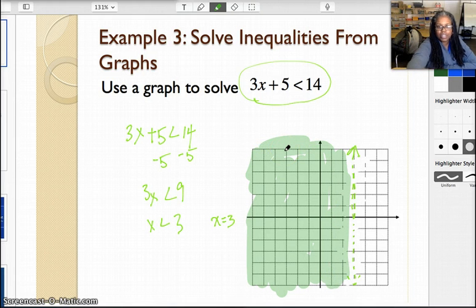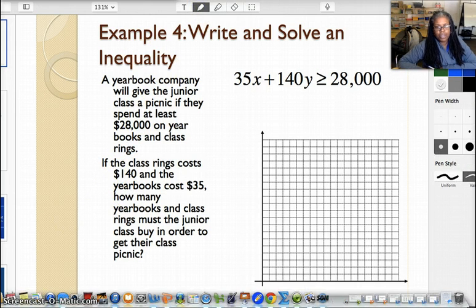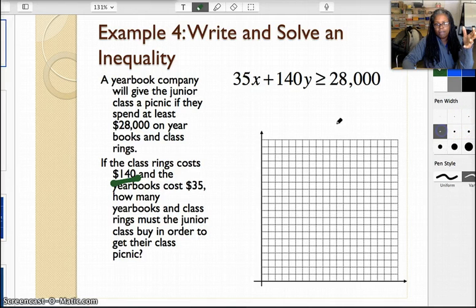All right, let's see what else we have going on. Example 4. In example 4, we're going to write and solve an inequality. We've got a couple of facts that we need to attend to here. The first thing is that a yearbook company will give the junior class a picnic if they raise a certain amount of money, and the amount of money is $28,000, and they can do it in 2 ways, with a combination of purchasing class rings, which cost $140 a piece, or yearbooks, which are $35 a piece. So these are the 2 big things that we're thinking about.